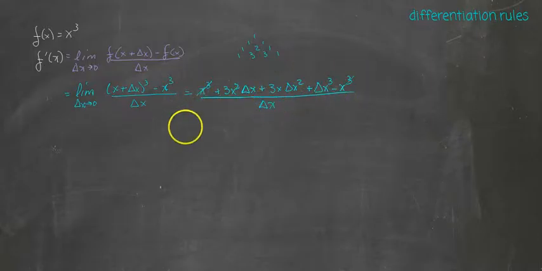The x cubes cancel, and what I have left is a delta x in every term. So I'm going to cancel the delta x in the denominator with the delta x in each term in the numerator. That eliminates the first one. This one becomes just delta x to the first power, and this reduces to delta x squared. So now I've got 3x squared plus 3x delta x plus delta x squared. Don't forget your limit.